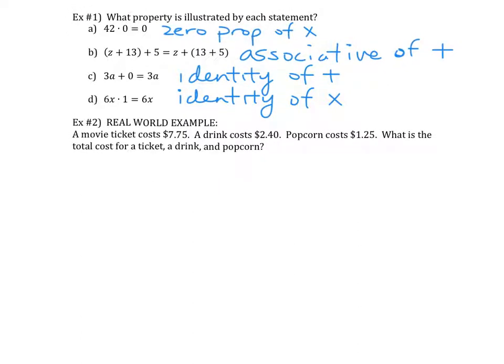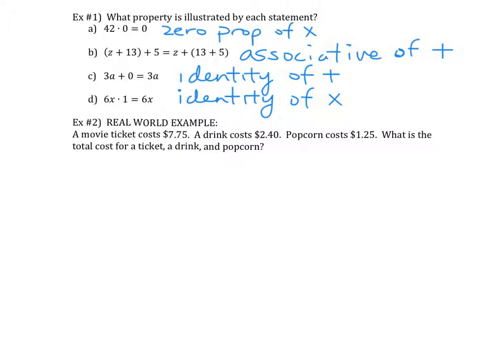All right, so here's an example of when you would use these properties. And guys, this is something that you should use all the time. It is going to make your life so much simpler if you do, okay? Here's what it says. A movie ticket costs $7.75. A drink costs $2.40. Popcorn costs $1.25. What's the total cost for all of it?